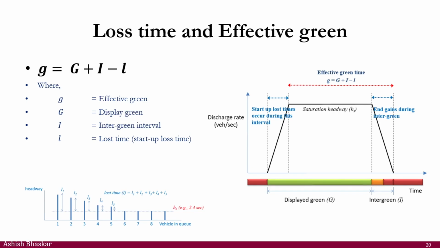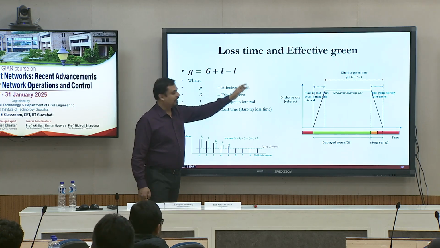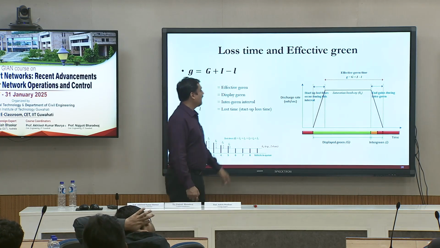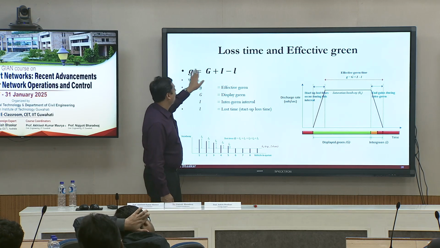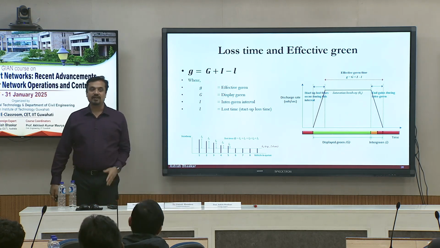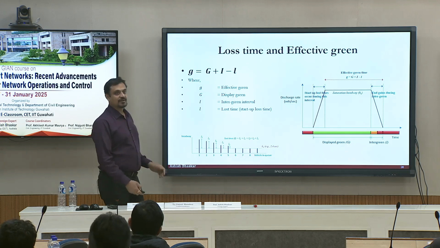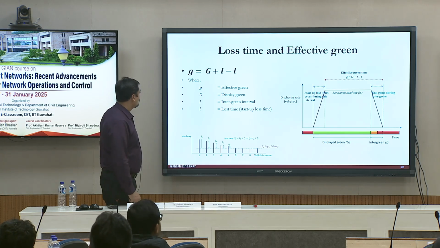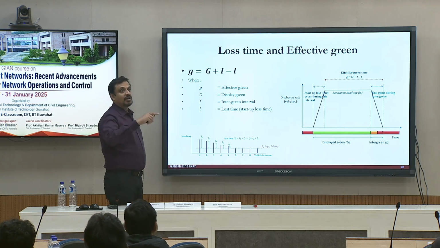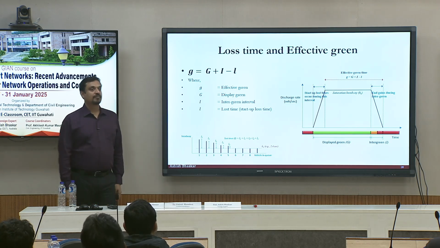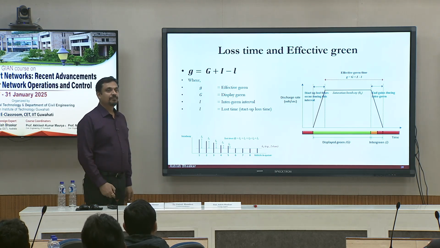So your effective green time is your display green time plus intergreen time minus the lost time, the initial lost time. And if these two are equal, your effective green is the same as the displayed green, but with a slight shift along the time axis. The intergreen is the yellow time plus all red time.